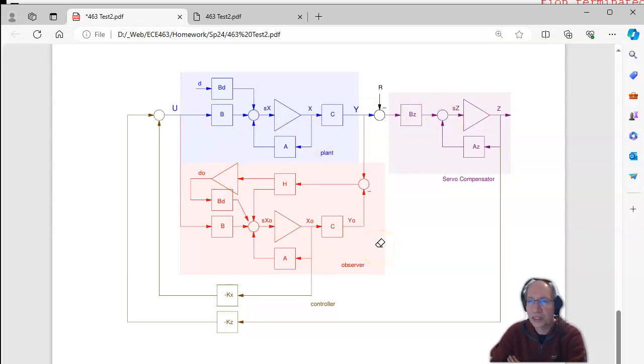So that is test number 2. It is not trivial, so don't put it off until Sunday night, but you got a week to work on this. So good luck.